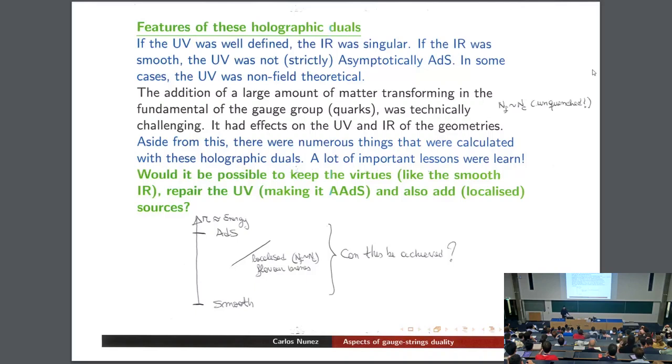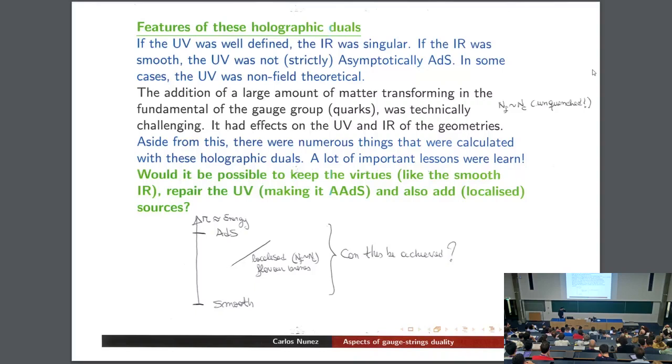Another feature of these systems is that the addition of a large number, by which I mean N_F similar to N_C, of quarks or matter transforming in the fundamental was technically very challenging, and it had effects, not nice effects, both in the UV and in the IR of these geometries. Aside from all these negative points I mentioned, there were numerous things that, when calculated using these systems, gave very nice results, and people learned many things here.